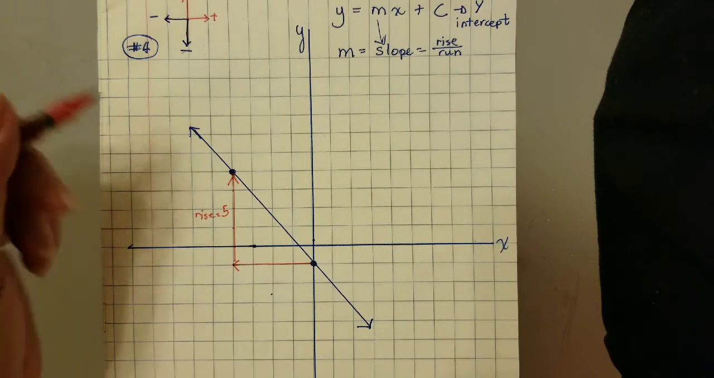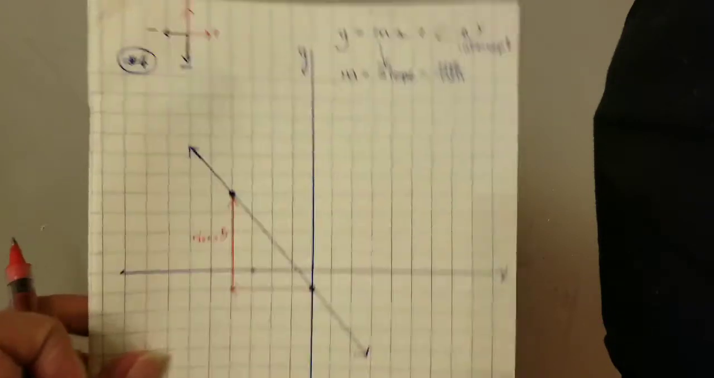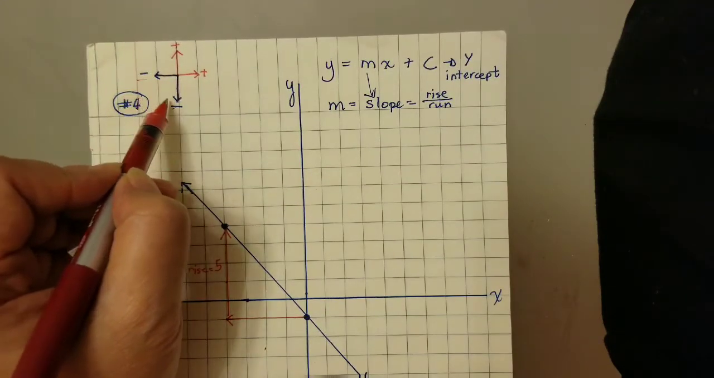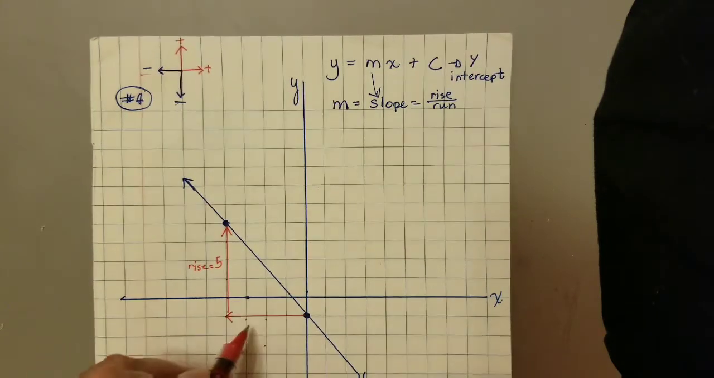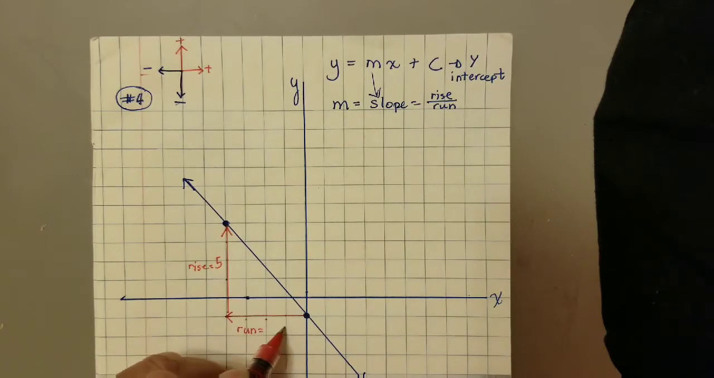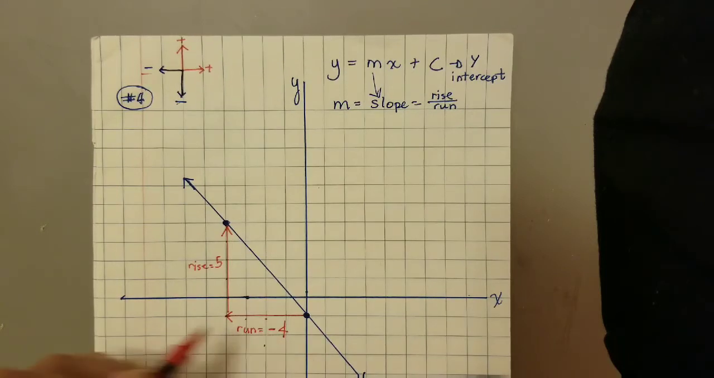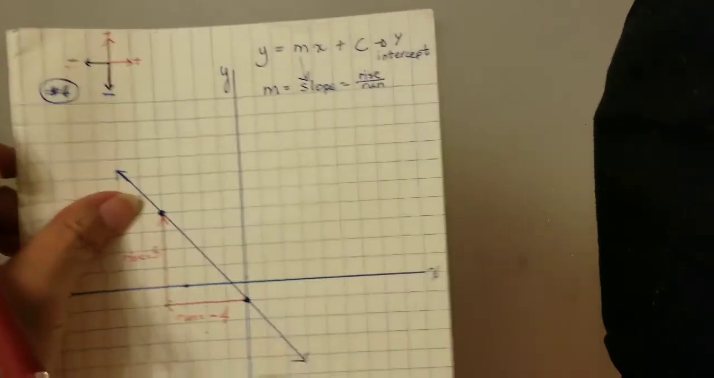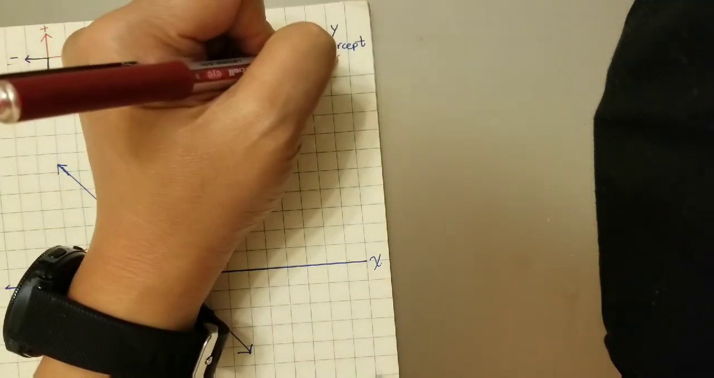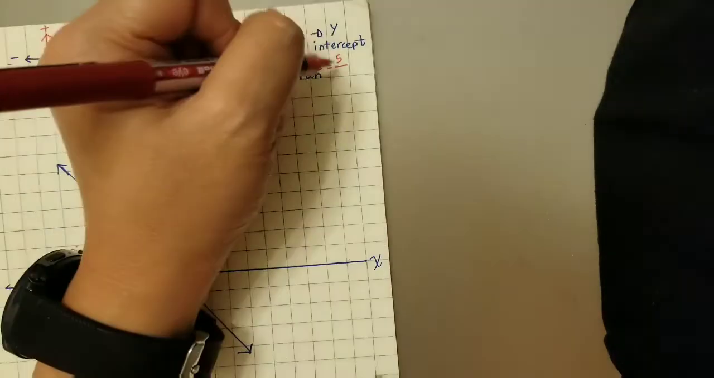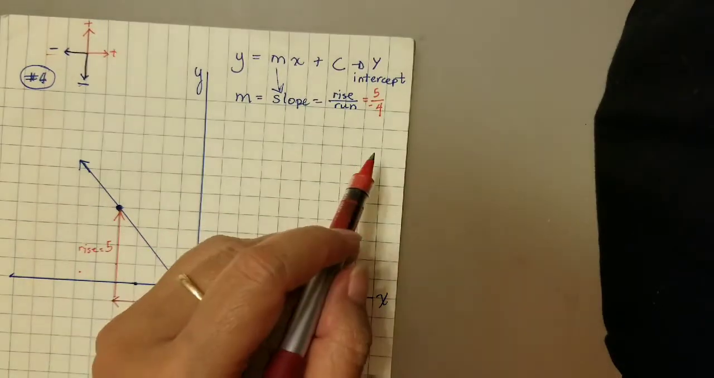Now, what is your run? Your run is now going to the left. And what did we say? Going to the left or down is negative. So 1, 2, 3, 4. So your run is equal to 4 units, but since it's going to the left, it will be negative 4. Okay, so putting it here, our rise is 5. Our run is negative 4. Okay, so now we know what our slope is.